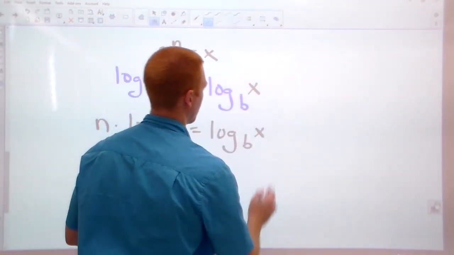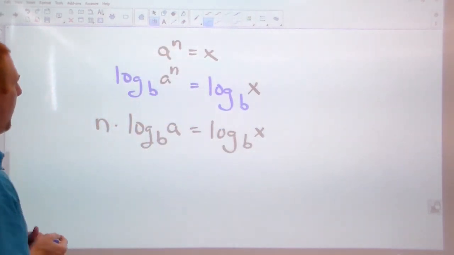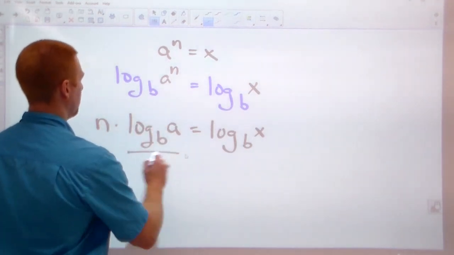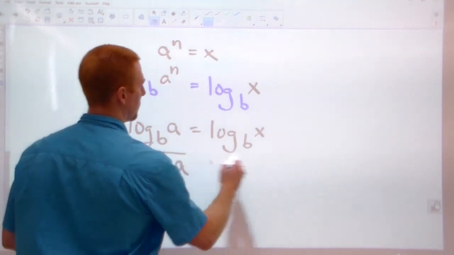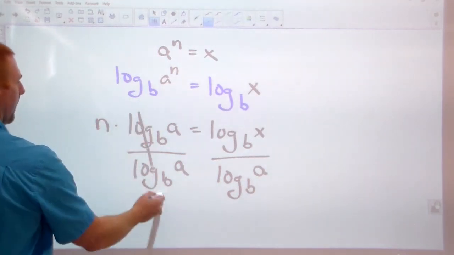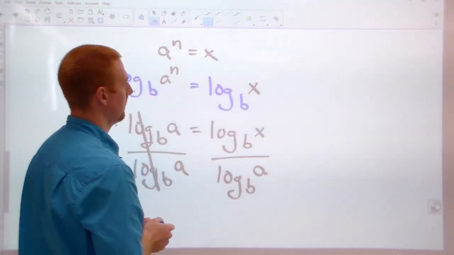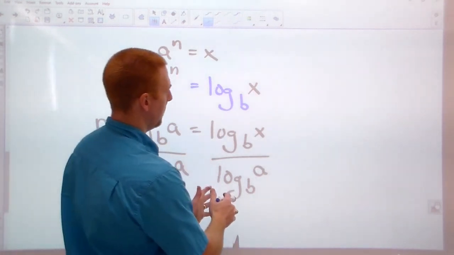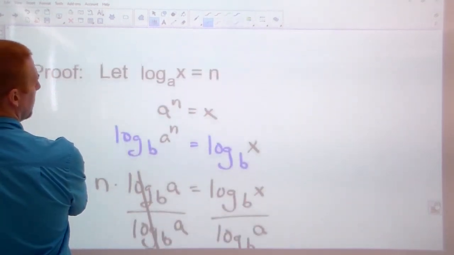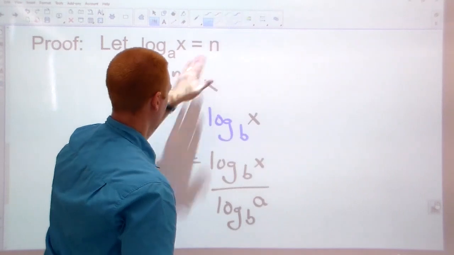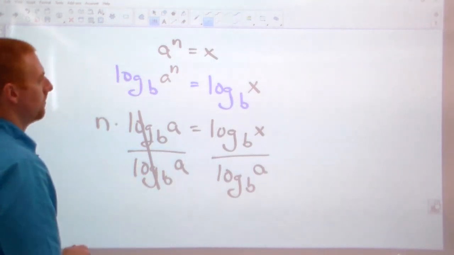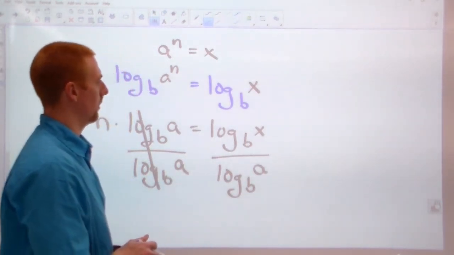Log base b of x stays the same on the other side. And now I can just do a little bit of algebra. Since it's n times this logarithm, I can just divide this piece off on both sides. Hopefully it's starting to come into place now. So that would divide out, and n would equal log base b of x over log base b of a. Well, that's what we originally said it had to be equal to. So since log base a of x had to equal something, and we proved that the something it equals is what we just said, that's it. That proves that the formula has to work.